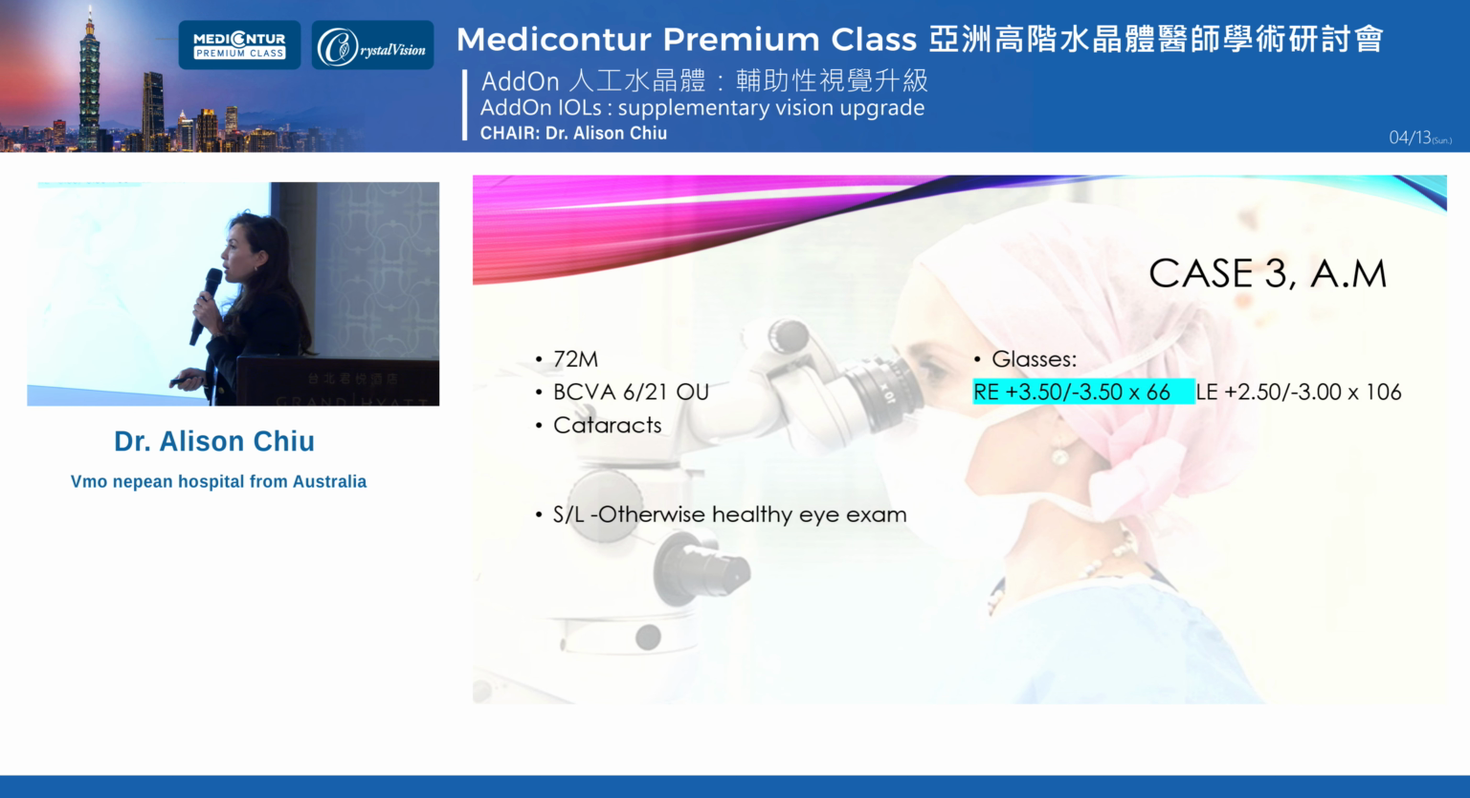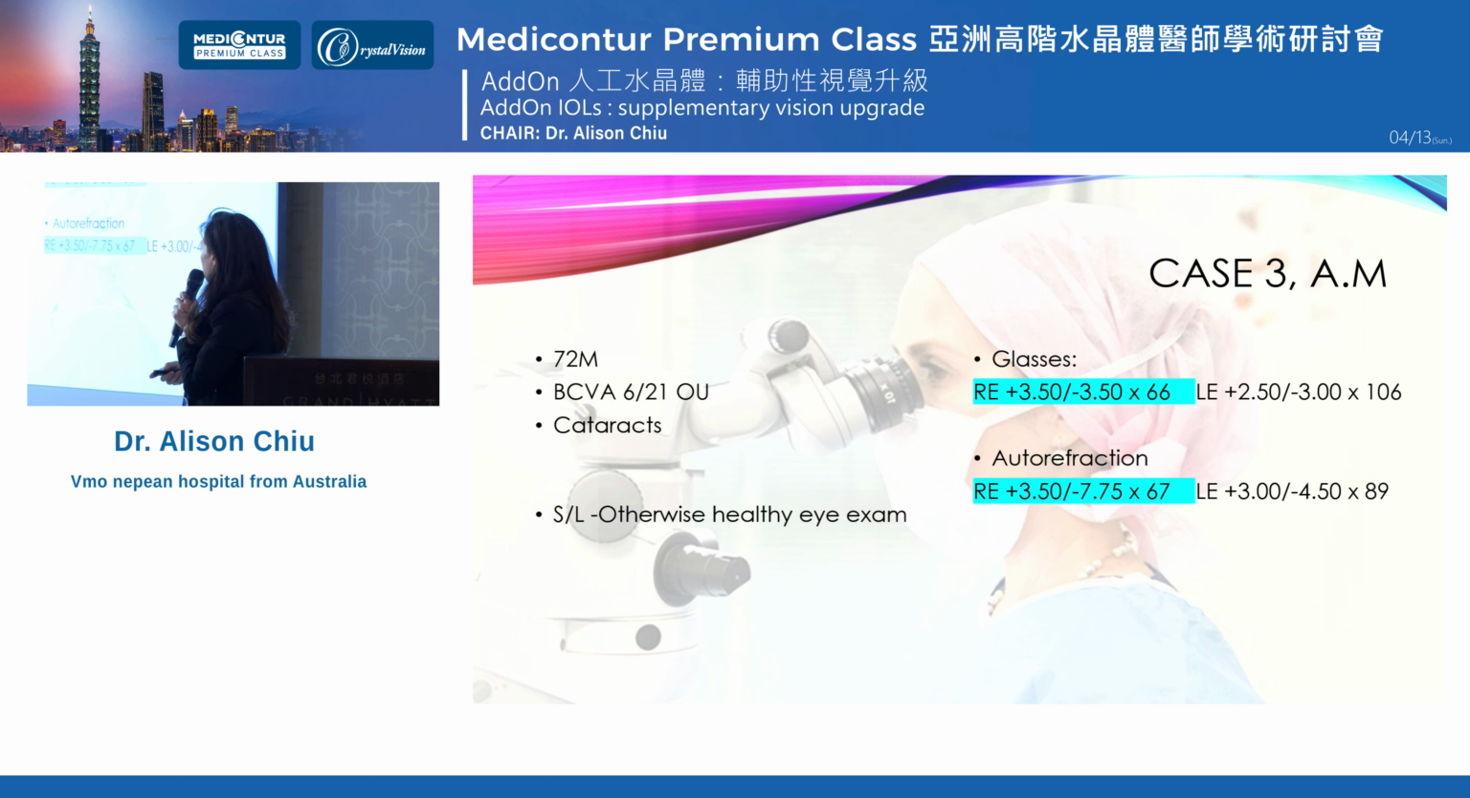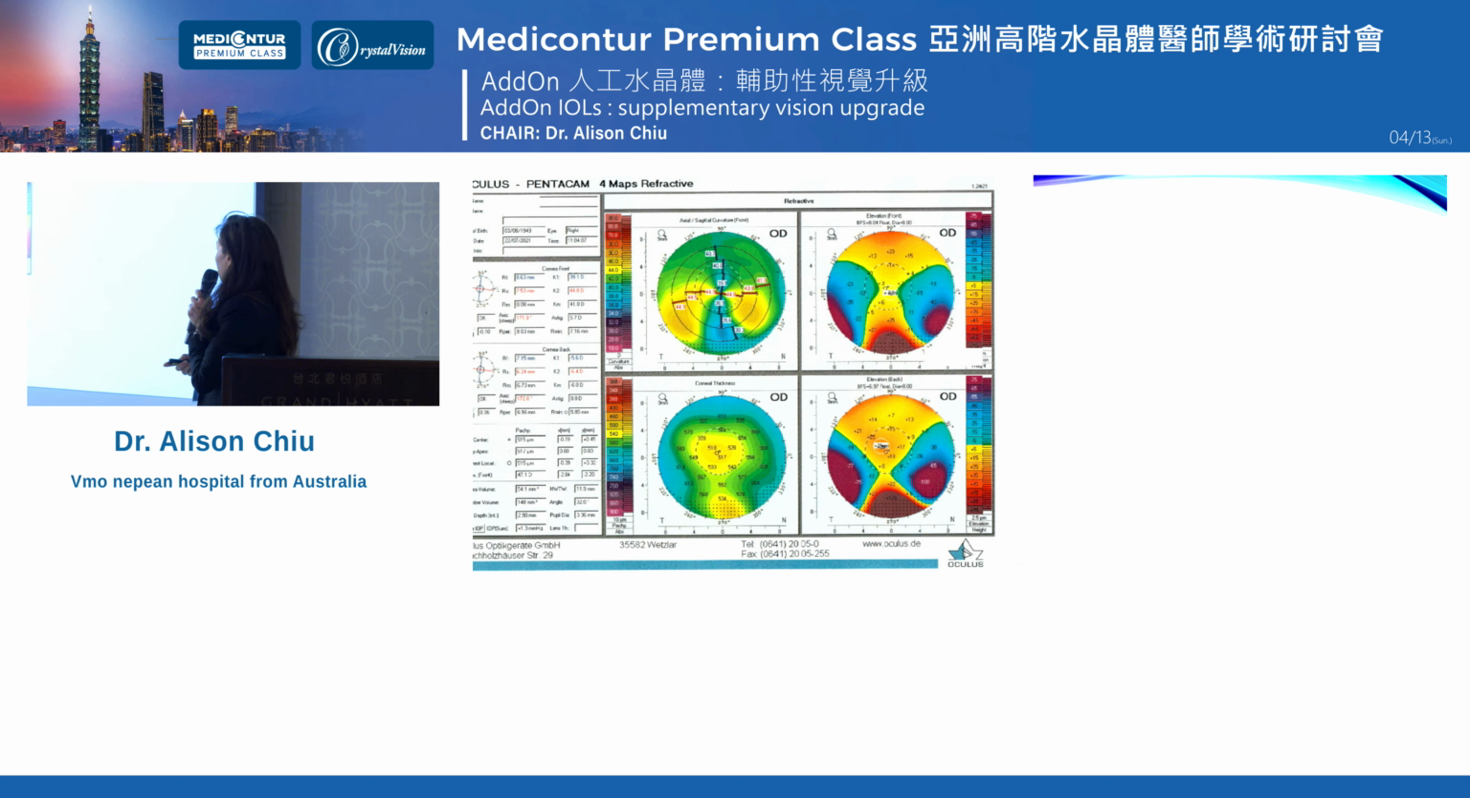And this is what I found. We'll just talk about his right eye. This is what I found in his glasses. This is what I found on autorefraction. Big difference in the astigmatism. 3.5 diopters in his glasses and nearly 8 diopters on the autorefract.